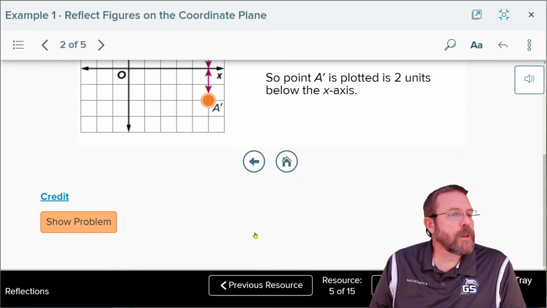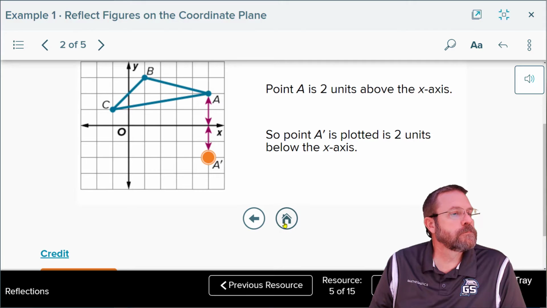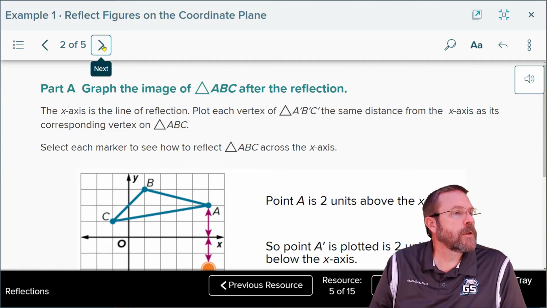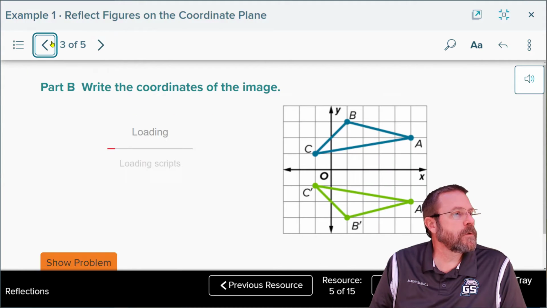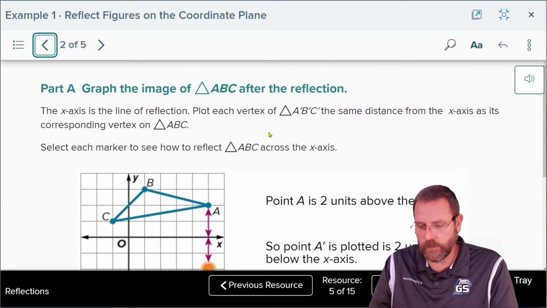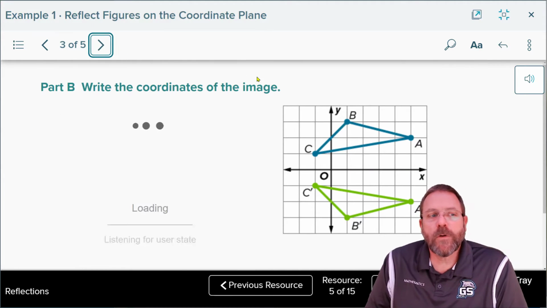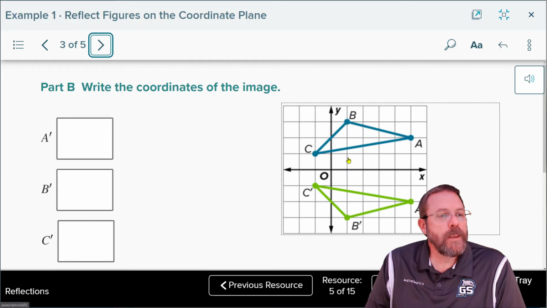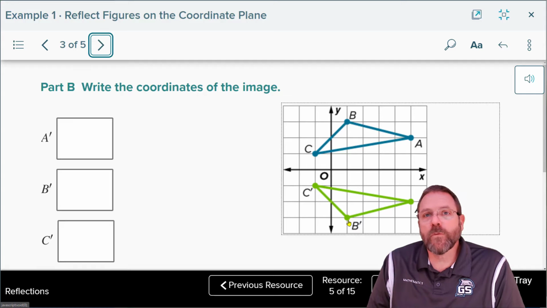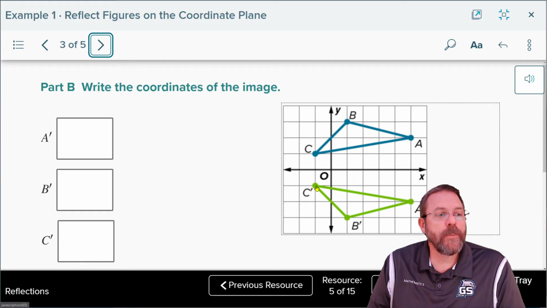Next, I guess do point B next. No, is that all they're showing us on that? That's just downright disappointing. I guess it is. So you're going to do the same exact thing to all 3 of your points. B was 3 points above the line. B prime is 3 points below the x-axis. C was 1 space above the x-axis. C prime is going to be 1 space below the x-axis.